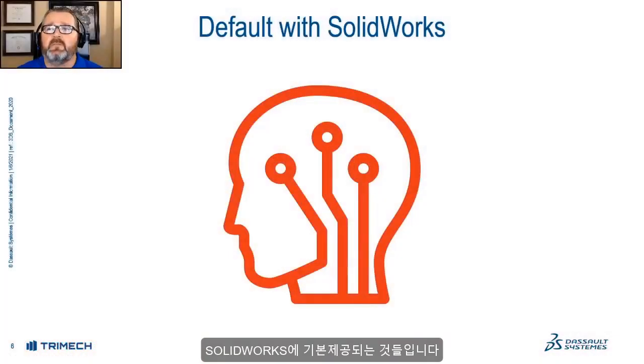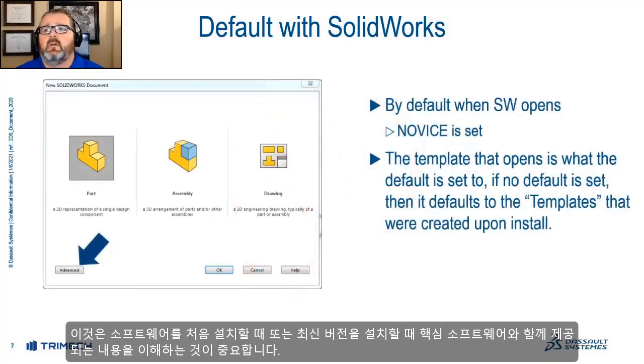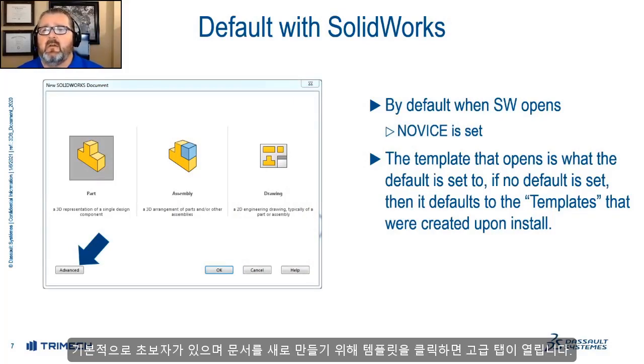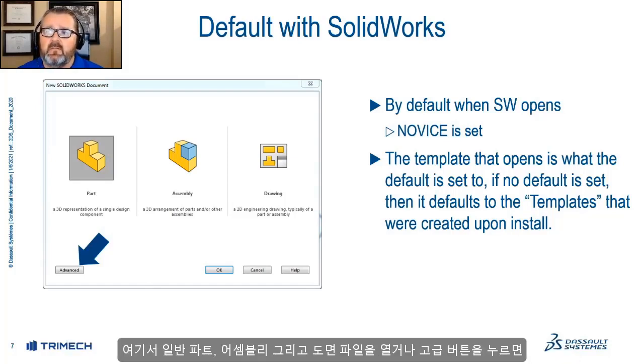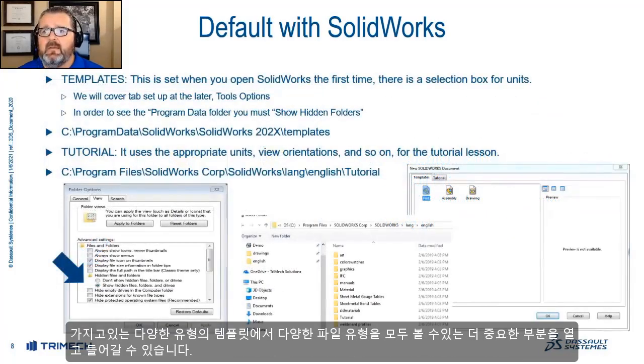What comes default with SOLIDWORKS? This is important to understand when you install the software for the first time, or even a newer version. What are you getting with the software and core out of the box? By default, there's a novice and an advanced tab that opens when you click on the templates or for new creation of a document. Here you can get the generic part, assembly, and drawing files, or if you click the advanced button, you can open up and get into the more critical part of where you can see all the different file types and different types of templates you have.